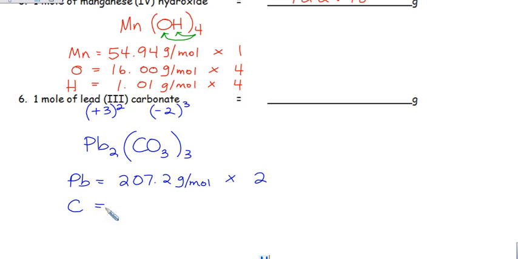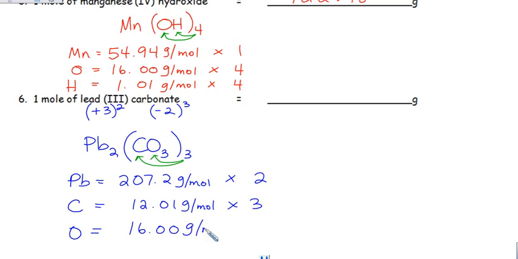Carbon. My periodic table says about 12.01 grams per mole. And remember, I need to distribute this 3. If there are 3 groups of carbonate, and each carbonate has 1 carbon, there will be a total of 3 carbon. Oxygen's mass. My periodic table really does say 16.00. There will be 9. I need to multiply the 3 times 3. We plug that all in our calculator. This one's going to be a big boy. 594.43 grams per mole. Per mole.